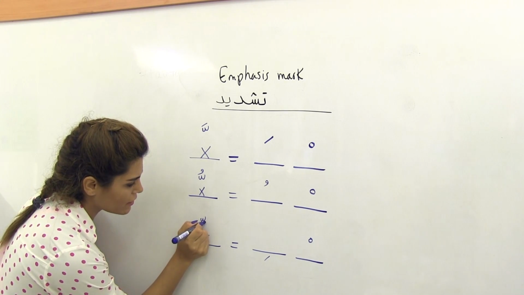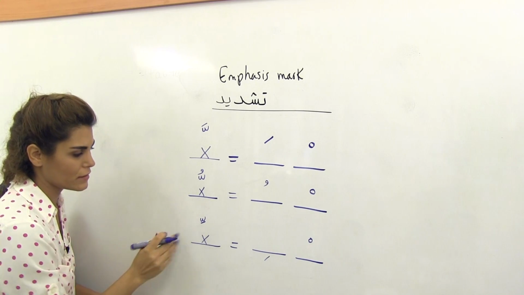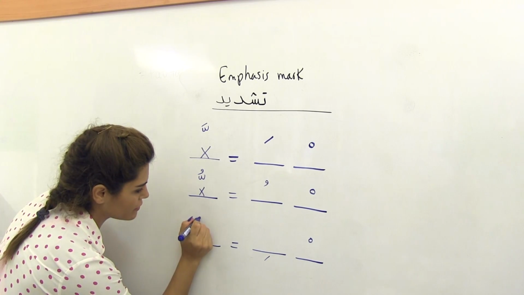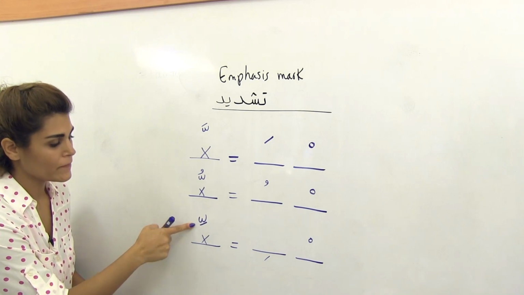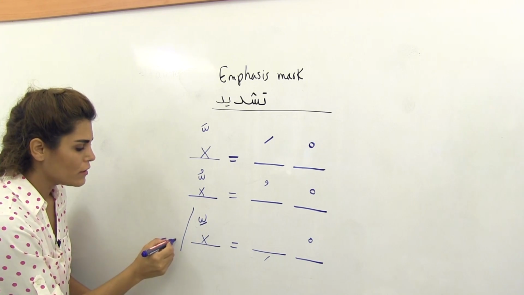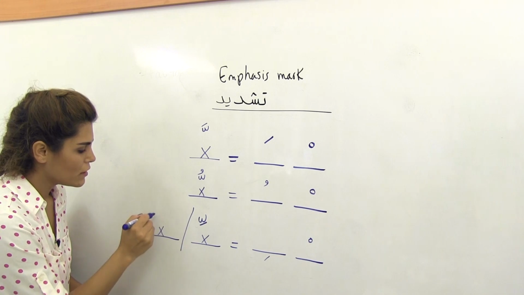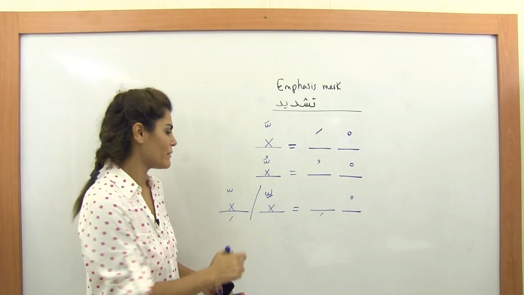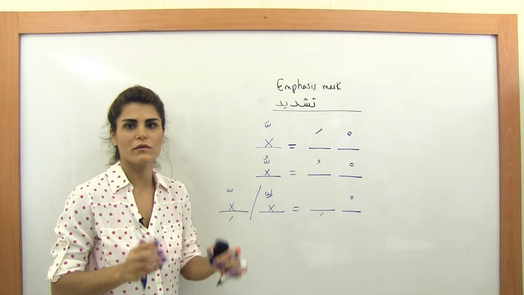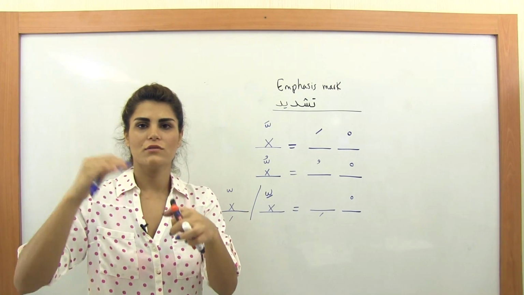Either you put the kasra below the letter, below the shadda. I'm going to write it bigger, as you see in here. Some people like to put the shadda and put the kasra below. Both are correct, but this is less confusing when you combine the shadda with the kasra together.